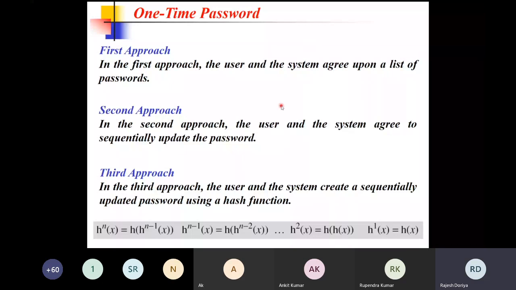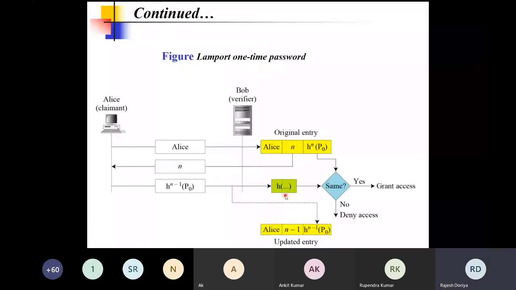And in the third approach, the user and the system create a sequentially updated password using a hash function. In this particular approach, we are using a concept of hashing. So what happens in this concept? Let's say again we have two parties, Alice and Bob, and both parties agree upon the first initial password, let's say P0. Apart from this, they also agree on a number n. Let's say it's 100.